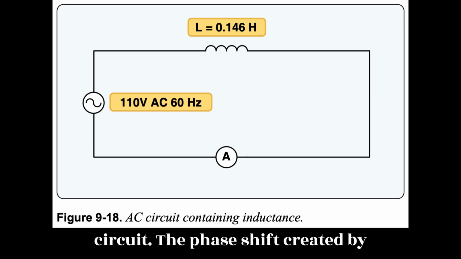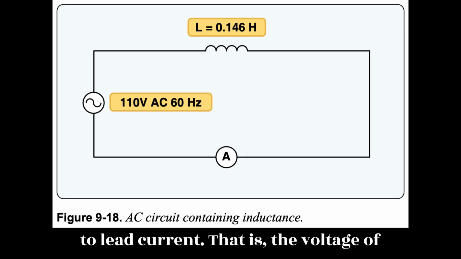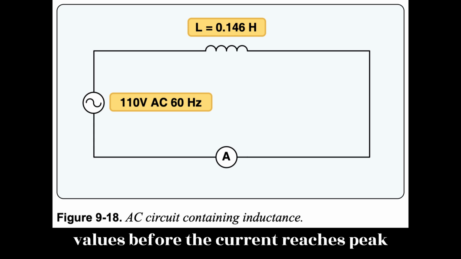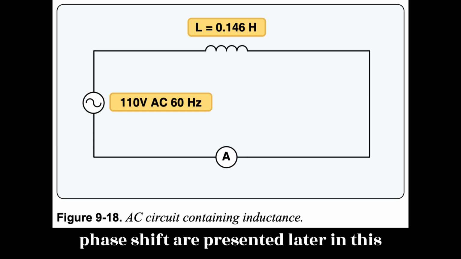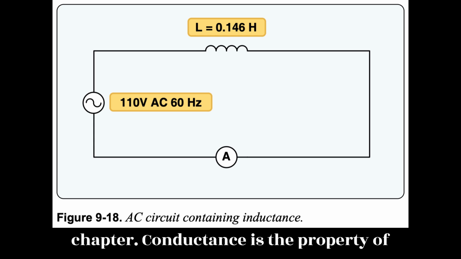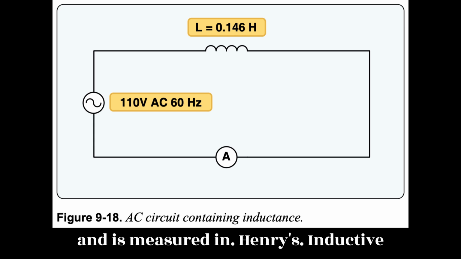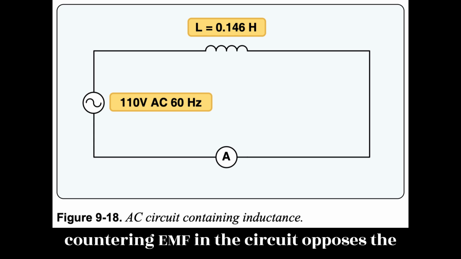The phase shift created by inductive reactance always causes voltage to lead current. That is, the voltage of an inductive circuit reaches its peak values before the current reaches peak values. Additional discussions related to phase shift are presented later in this chapter. Inductance is the property of a circuit to oppose any change in current and is measured in henries. Inductive reactance is a measure of how much the countering EMF in the circuit opposes the applied current.